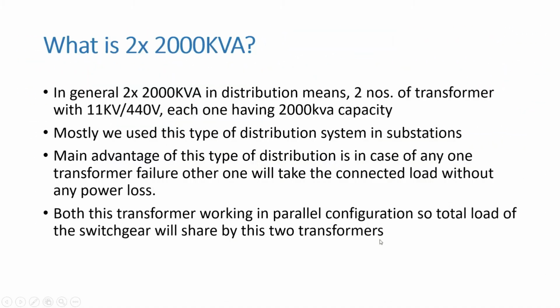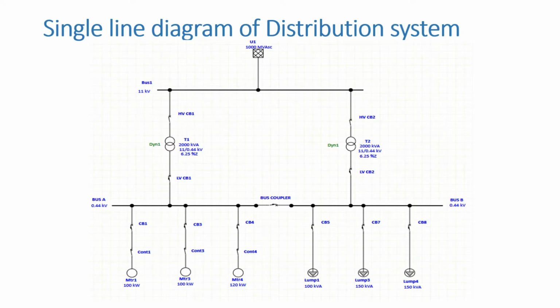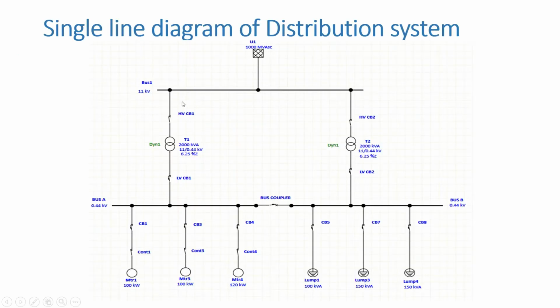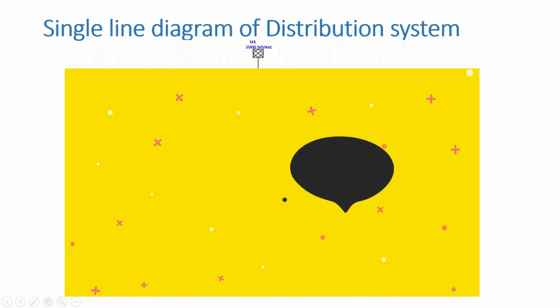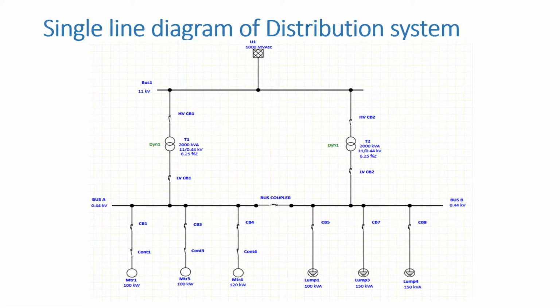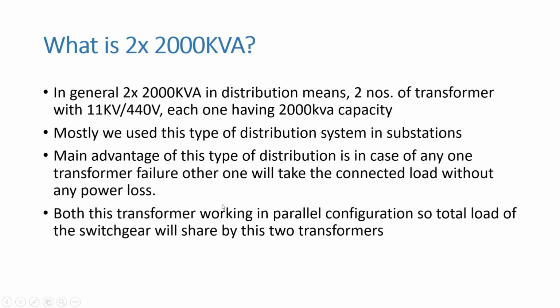In this video we will discuss what a 2 into 2000 kVA transformer is and how we can design a single line diagram for the distribution system. Also, we will calculate the individual current rating of the circuit breakers, bus bar and all outgoing feeders, and the short circuit rating of the HV circuit breaker, LV circuit breaker and bus bar. So watch this video completely for your understanding. Let us start with what 2 into 2000 kVA is.